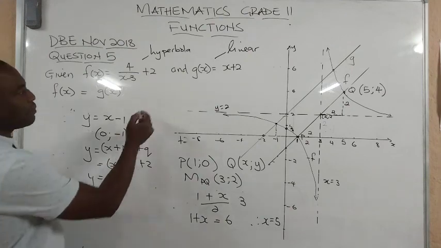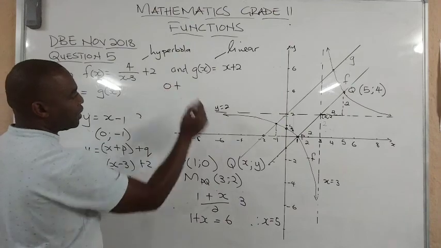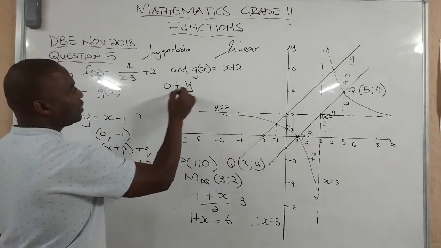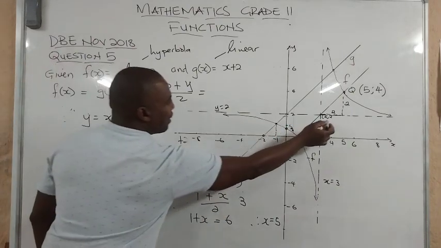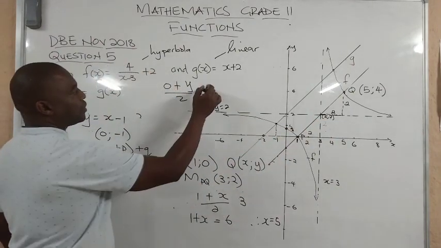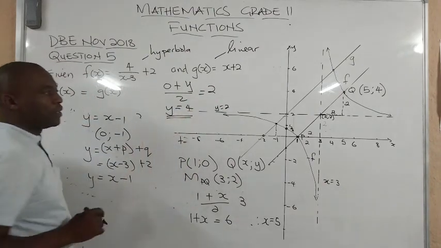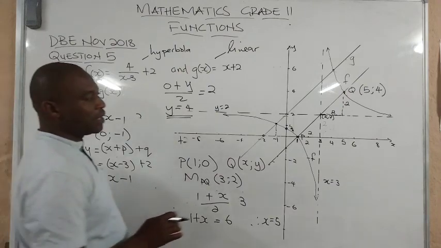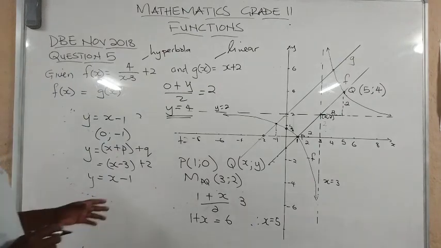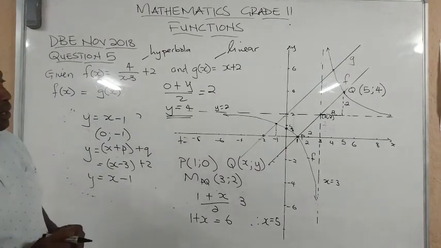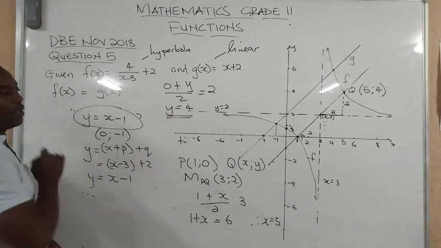And then we employ the same idea. Y at P, that is 0, plus y at Q divided by 2, we should get the y coordinate, that is 2. Multiplying by 2 both sides, we simply get y is equal to 4. So this can be applied if we are having a line of symmetry. I hope you understand how examiners even test you on the line of symmetry.